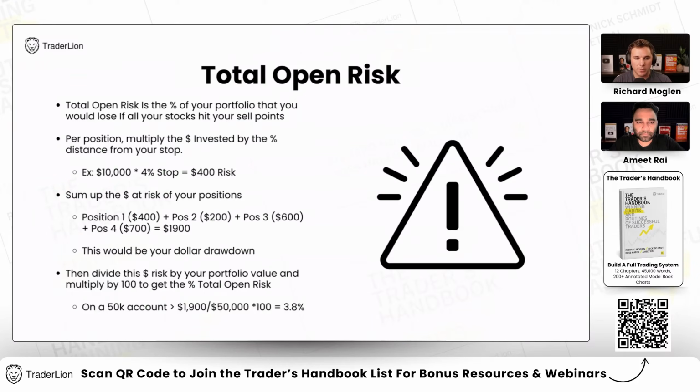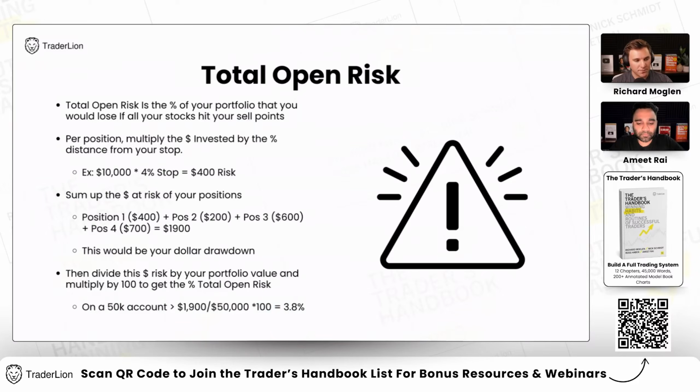Then to calculate the percentage total open risk, what you have to do is divide this dollar drawdown, the dollar open risk, by the amount your total account is. So in this example, we're using a 50K account. It'd be $1,900 divided by 50K times 100, and you basically have 3.8% total open risk. So this is how you calculate this, and this would be your drawdown if everything was stopped out or sold in your account.